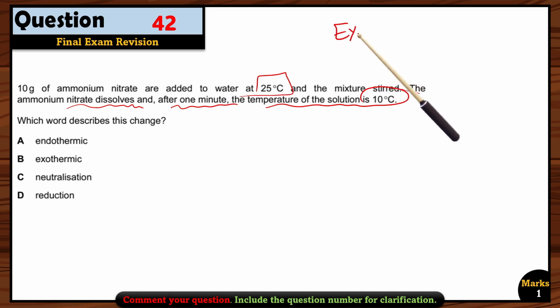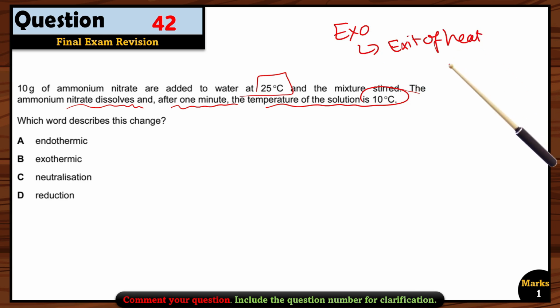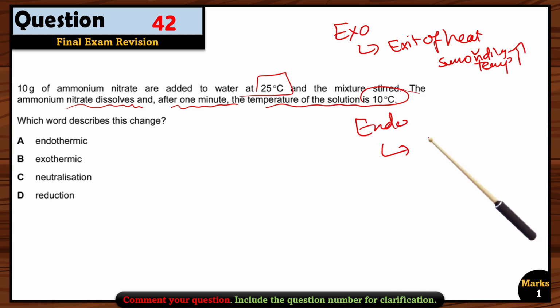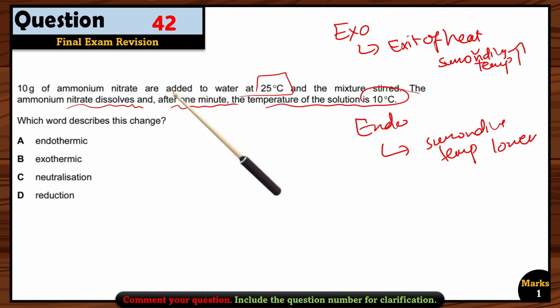They know that exo means the exit of heat, right? Exit of heat means the surrounding temperature will be higher now. And for endothermic, they think that the surrounding temperature will be lower, right? But the biggest mistake they usually make is that they don't consider the solution as a surrounding. They think that the solution is not a surrounding. So in the exam, if they tell you that ammonium nitrate was added to the water, the temperature was 25, later the temperature of the solution changed to 10.